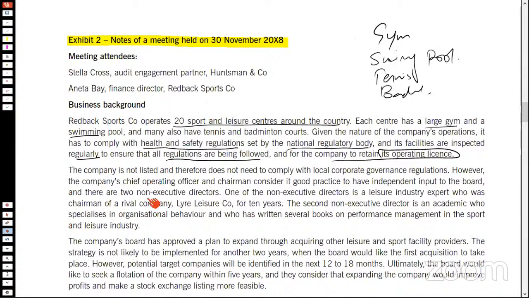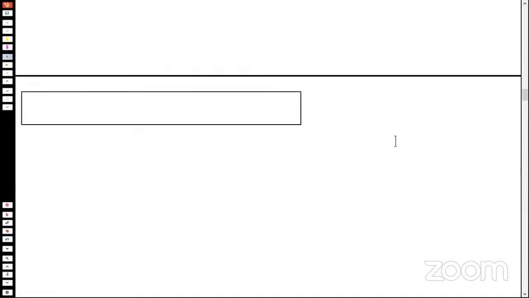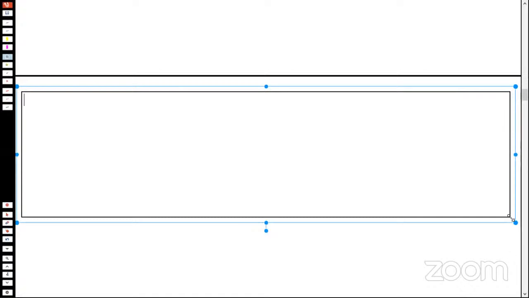Now see, let's start discussing this Redback Sports Company. I'm giving you a hint of how the business risk is drafted. Amongst the different business risks, one of them is basically the health and safety regulations. When you write down this only, that means you have only identified the risk. And considering that this question is only worth 8 marks, my assumption is that there are not many marks for identification because there are many business risks existing in this scenario.